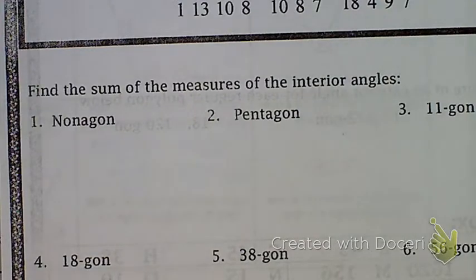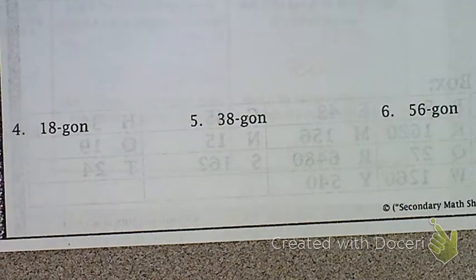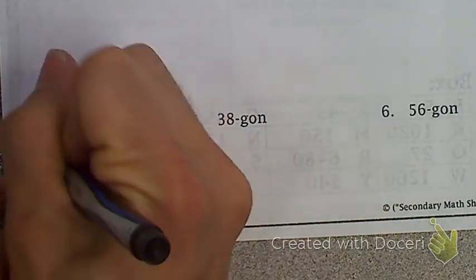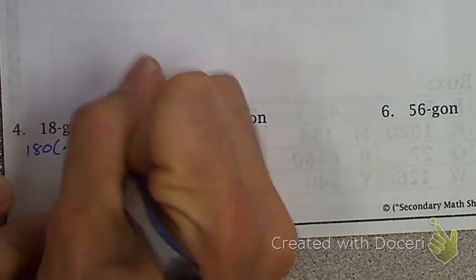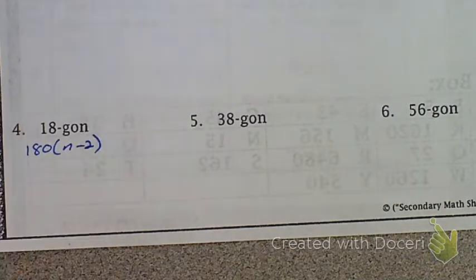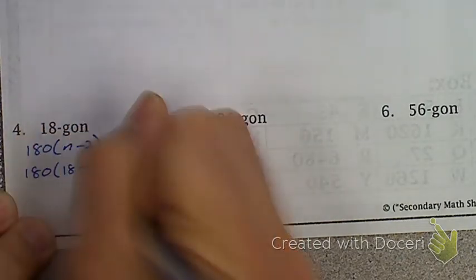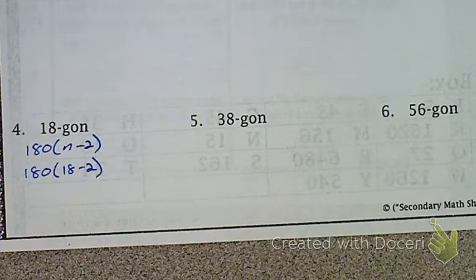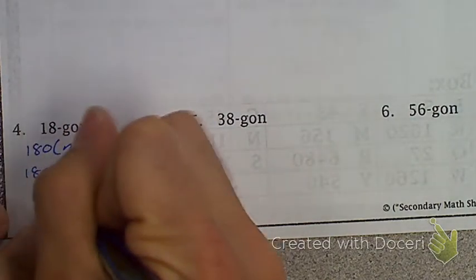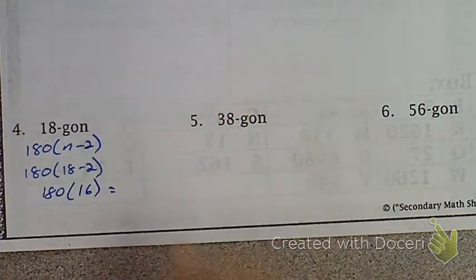So, I'll cover the 18. What is the formula for the sum of the interior angles? 180 times n minus 2. But for the sum of the interior, not just one, it's just that. Yeah, so you're not dividing by anything. Plug in 18. 18 minus 2? 16. What is 180 times 16?